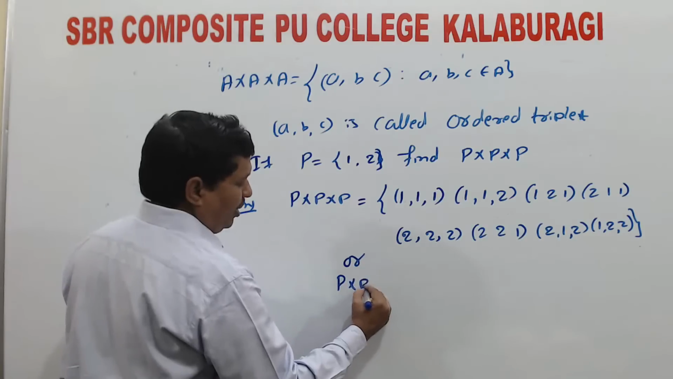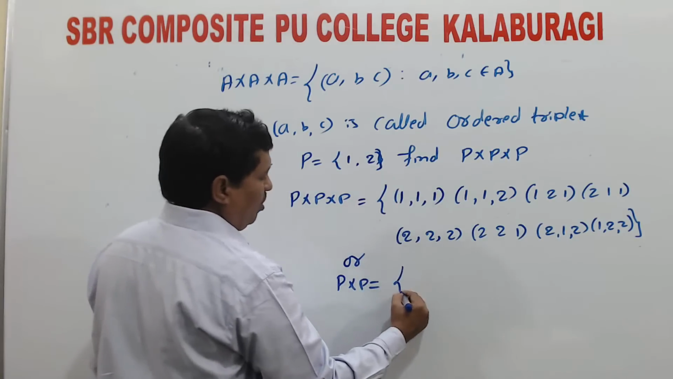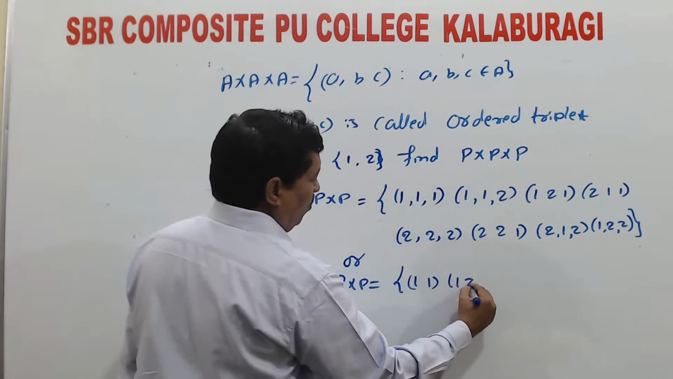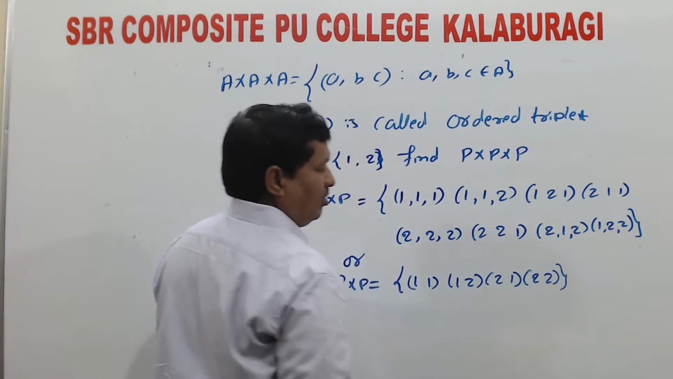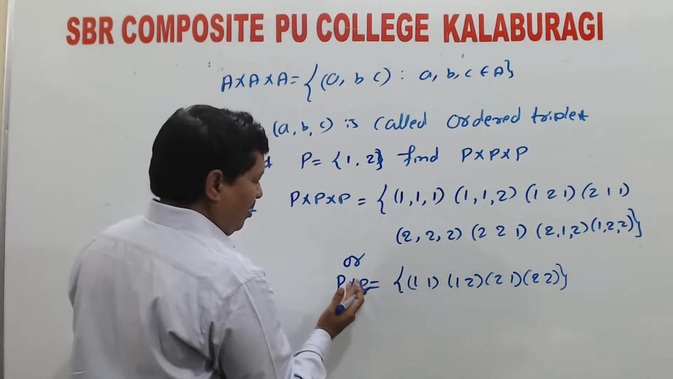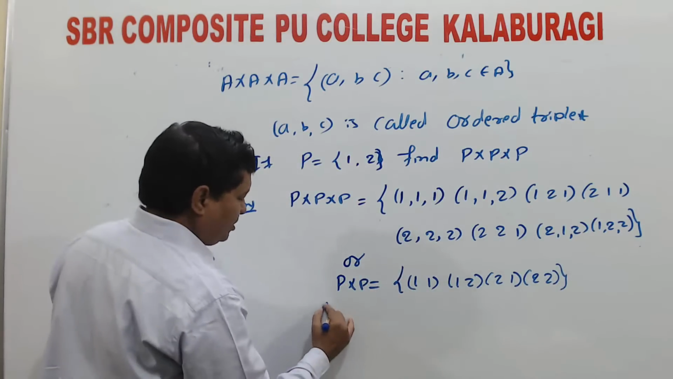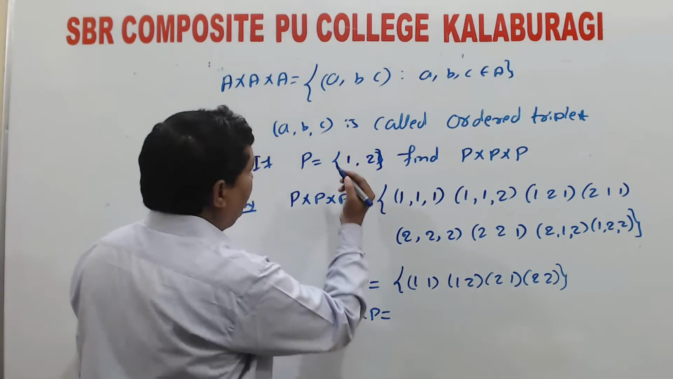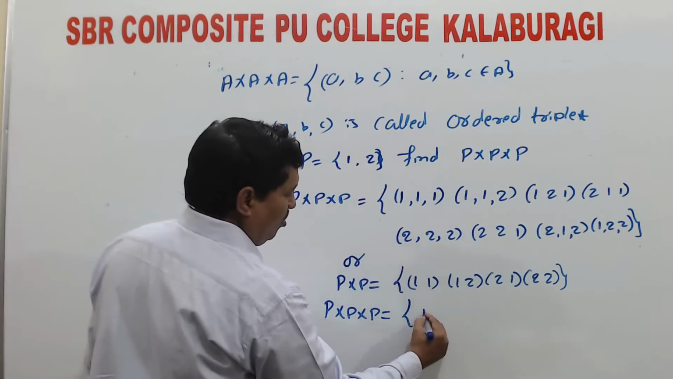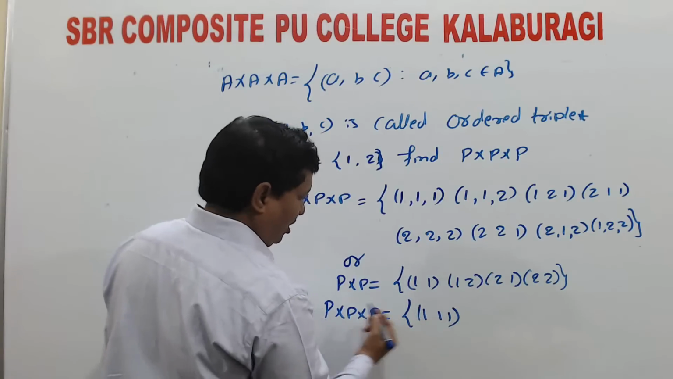First you have to write P cross P. P cross P means nothing but what? 1 1, 1 2, 2 1, 2 2. You have to write that first. Okay, directly you can write like this. Next, directly you can write P cross P cross P. P having 1 comma 2, therefore 1 1 1, you have to start with 1.